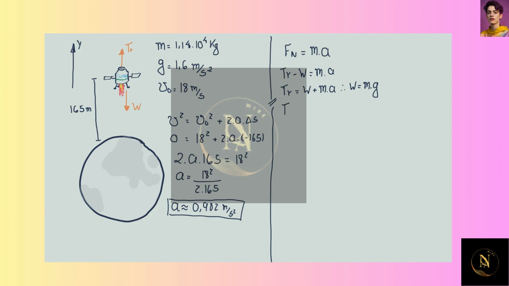Using the values that were given by the problem gives us a thrust force that is given by 1.14 times 10 to the 4 times 1.6 plus 1.14 times 10 to the 4 times 0.982. And this results in a thrust force of approximately 29,400 newtons. This is the answer for this question.